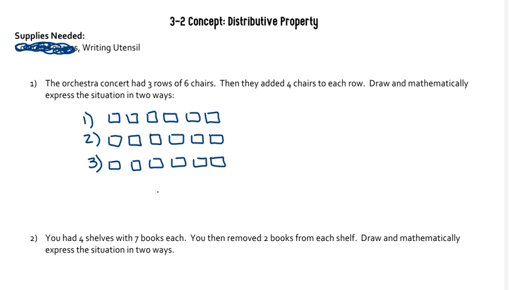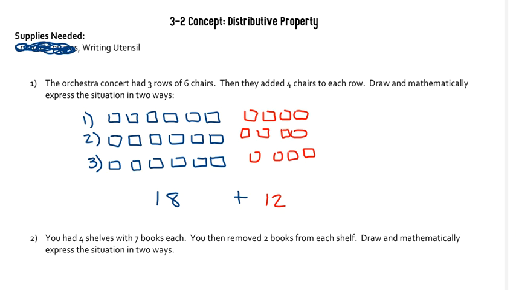They had 18 chairs. And they're going to add on 4 chairs to each row. So I'm going to use red to show that. 1, 2, 3, 4 in each row. So that's 12 more chairs. So that'd be 18 plus 12, and 18 plus 12 is 30. So that'd be 30 chairs.